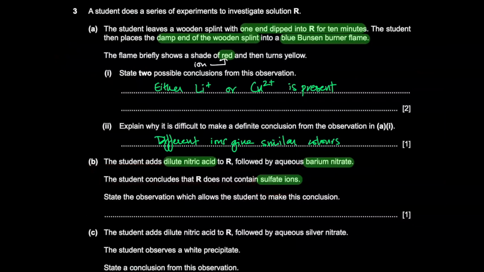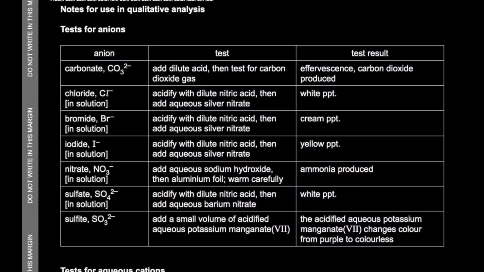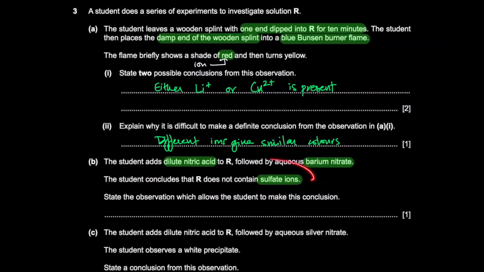State the observation which allows the student to make this conclusion. When you add barium nitrate, and sulfate ions are present, you get a white precipitate of barium sulfate, okay, which you do not see in this case. Okay, that's why he or she concludes that sulfate ions are not present. So no white precipitate forms, so you can say no change observed, or you can say the solution remains colorless.